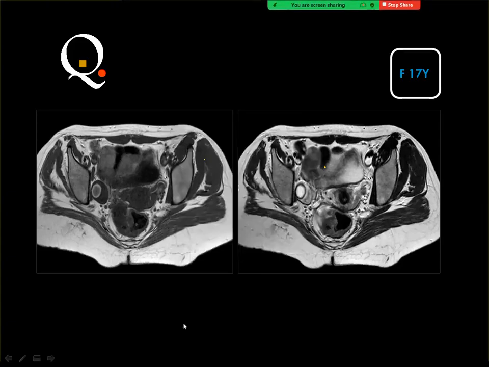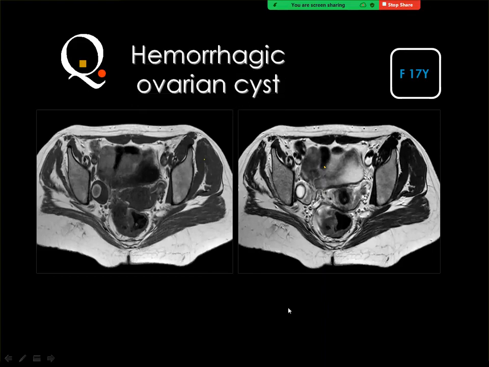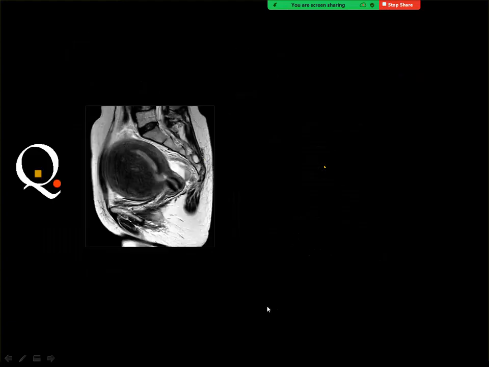Yes, hemorrhagic ovarian cyst, which is bright in the T1 and bright in the T2, and this is hemorrhagic follicle or hemorrhagic ovarian cyst. Next case.